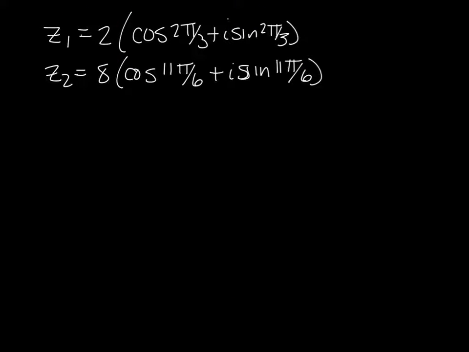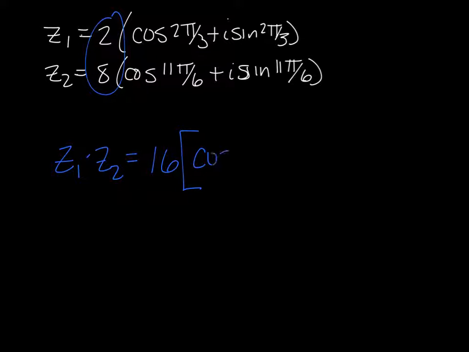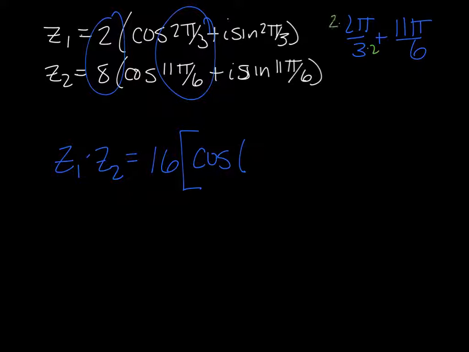Okay? So to multiply them, we first start by multiplying our r values. So z1 times z2 is going to equal 16 times the cosine. And then remember, to find my new angle, I have to add them. So let's see here. We've got 2 pi over 3 plus 11 pi over 6. I need to get a common denominator. Multiply by 2. So now I get 4 pi over 6 plus 11 pi over 6. That gives me 15 pi over 6.